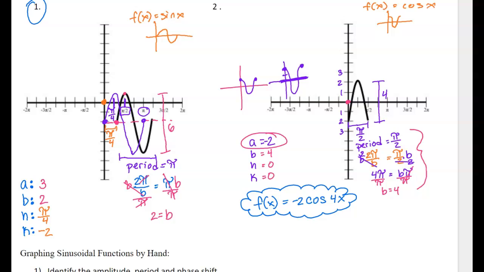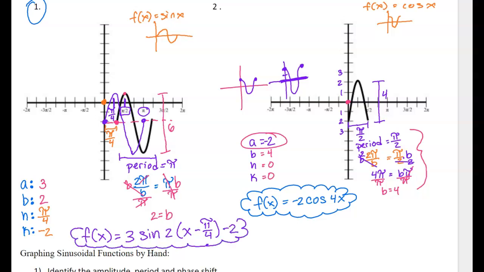So now we use these values to find our equation. F of x is equal to, our a goes out in the front. This is a sine graph, so I write sine of, our b value comes next, times x minus pi over 4, that's our h, minus 2. Any questions?